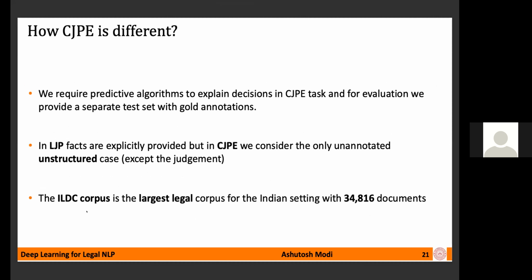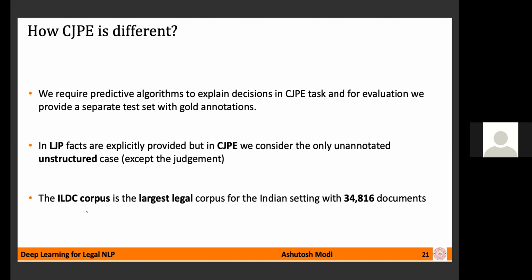So how is CJP different from the existing work, basically? Firstly, in the case of CJP, we require predictive algorithms to explain the outcomes by highlighting the important sentences that point towards the outcome. For evaluation, we provide a separate test set with gold annotations. In the previous task, for example LJP, facts are strictly provided as input to the model or algorithm, whereas for CJP, we provide the complete unstructured document without the metadata and, of course, without the actual judgment in the end.